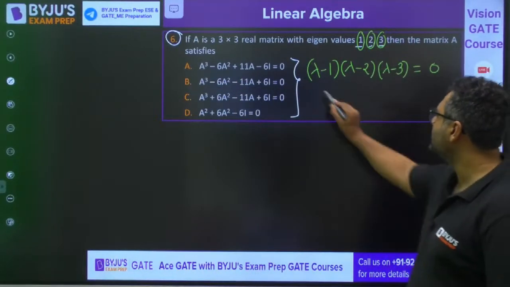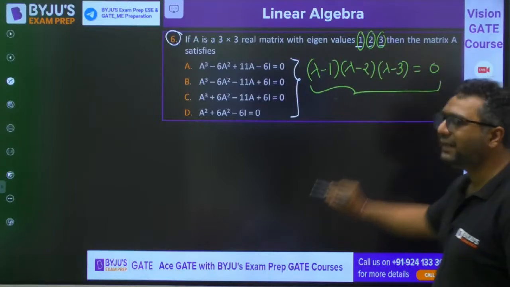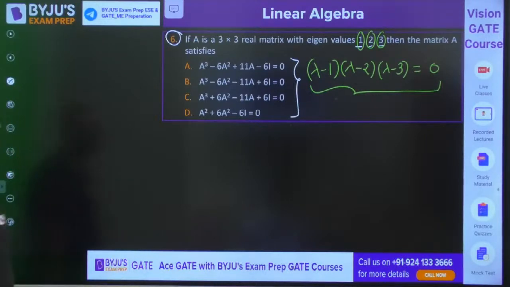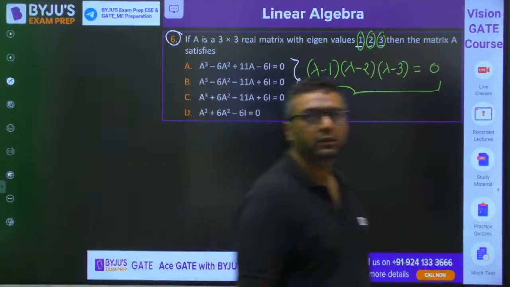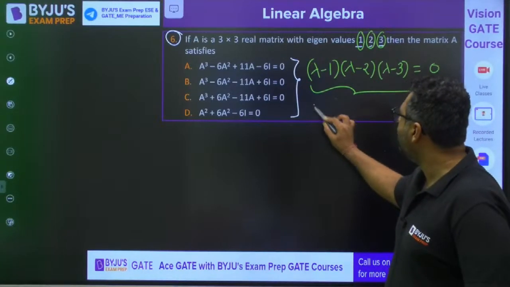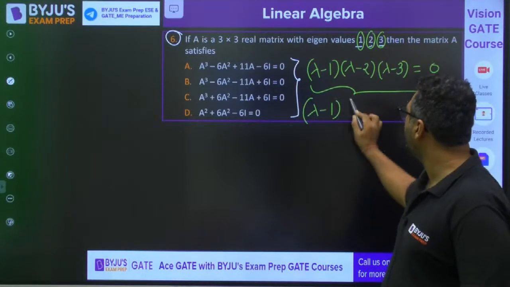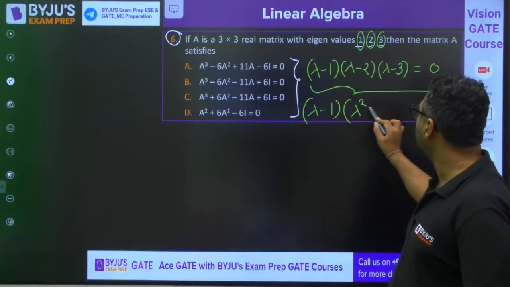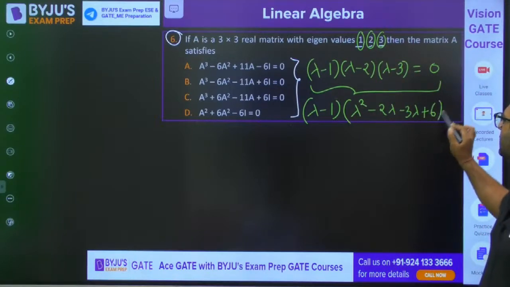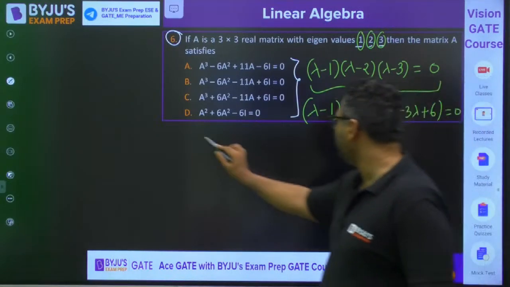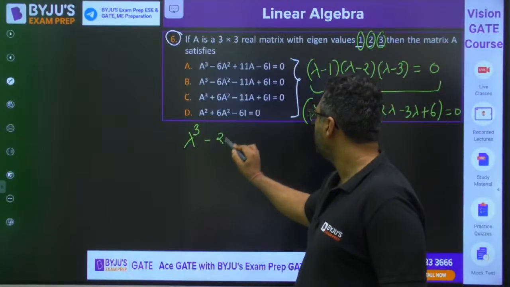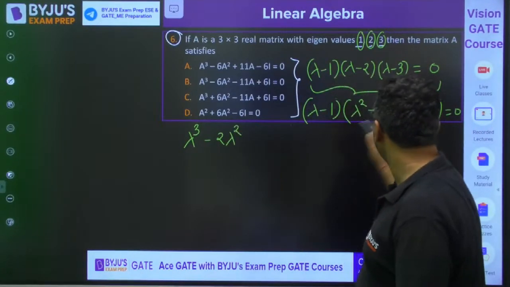Hint is there now. You just need to make the equation and then apply Cayley-Hamilton theorem. This is the equation. So lambda minus 1, lambda square minus 2 lambda minus 3 lambda plus 6. Then we will be having lambda cube minus 2 lambda square.